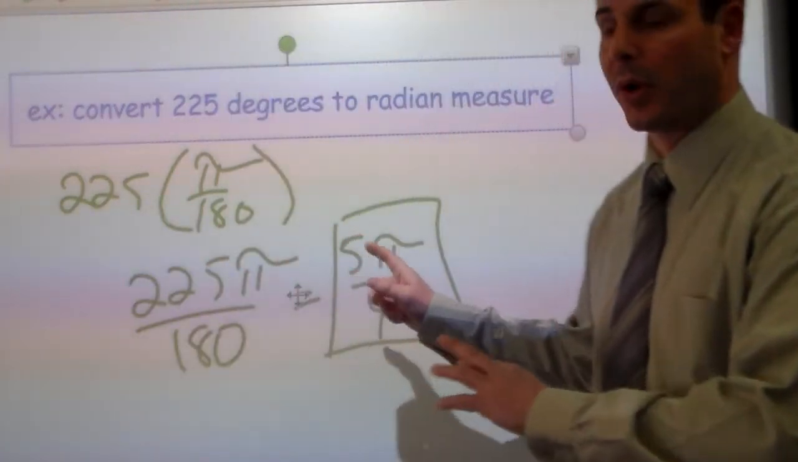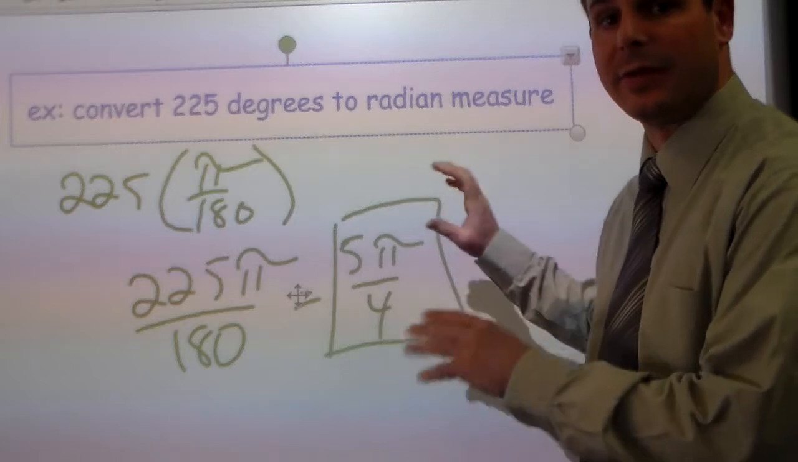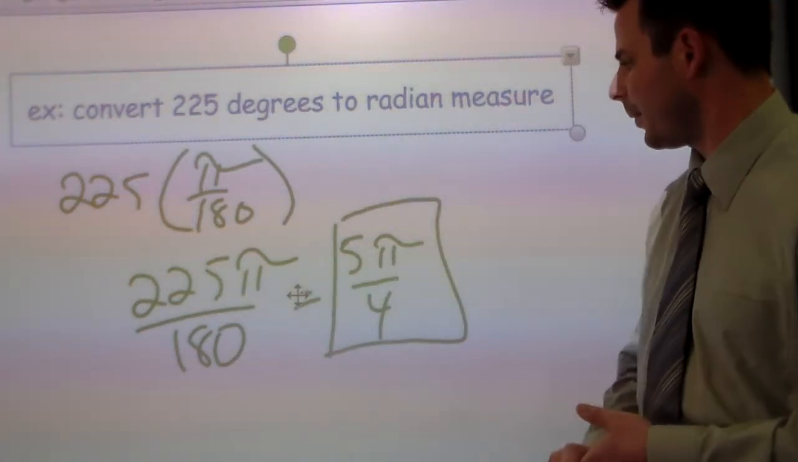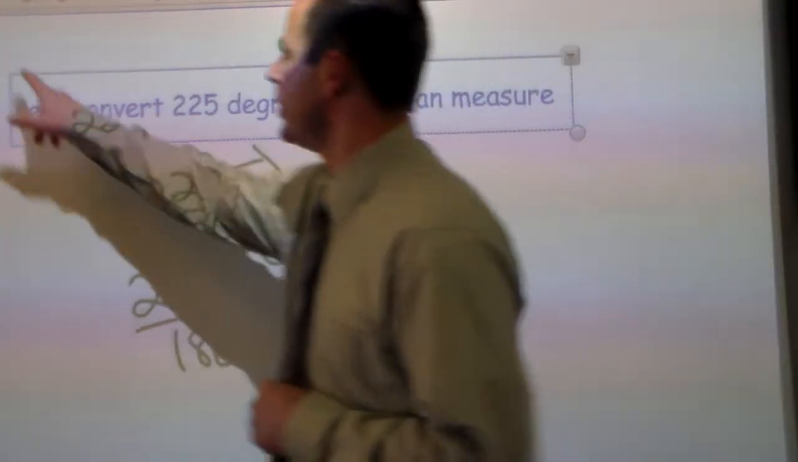You're not plugging in 3.14 for pi, although that is its value. 5 pi over 4 radians is left in pi form.